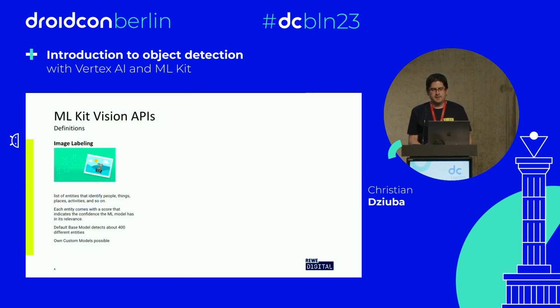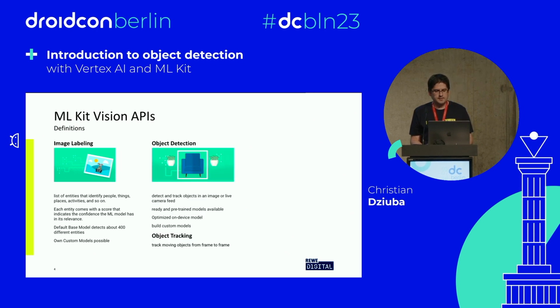There's also an ML Vision API SDK for Android. It has a lot of features, so we only focus on image labeling. Image labeling is used to analyze pictures or video streams, so we can identify, for example, people, things, places, activities, and so on. There's an already ready-to-use machine learning model that is able to detect about 400 different entities, but it's also possible to create your own model, so you can detect more stuff you like. It depends on your use case, what you need.